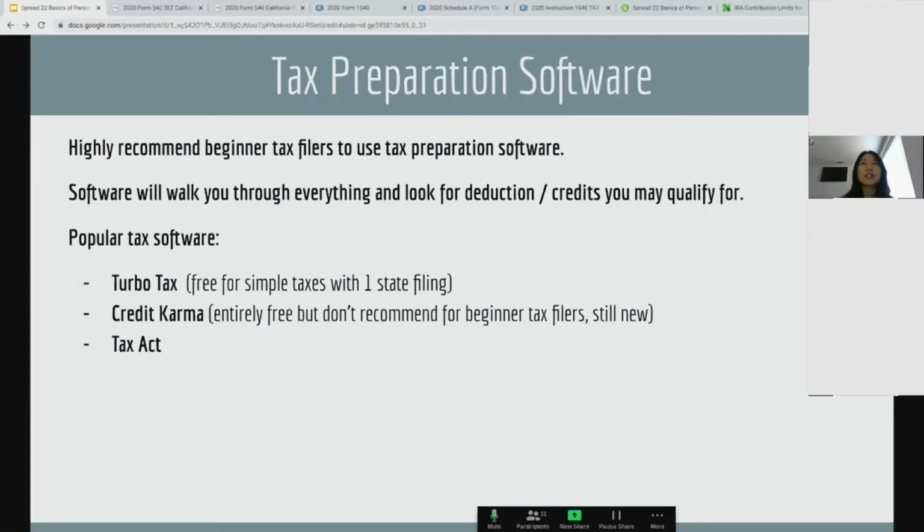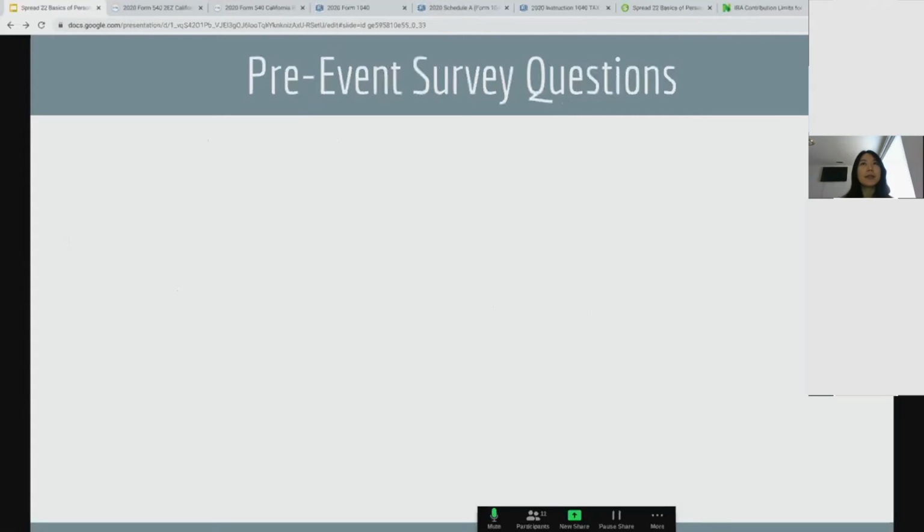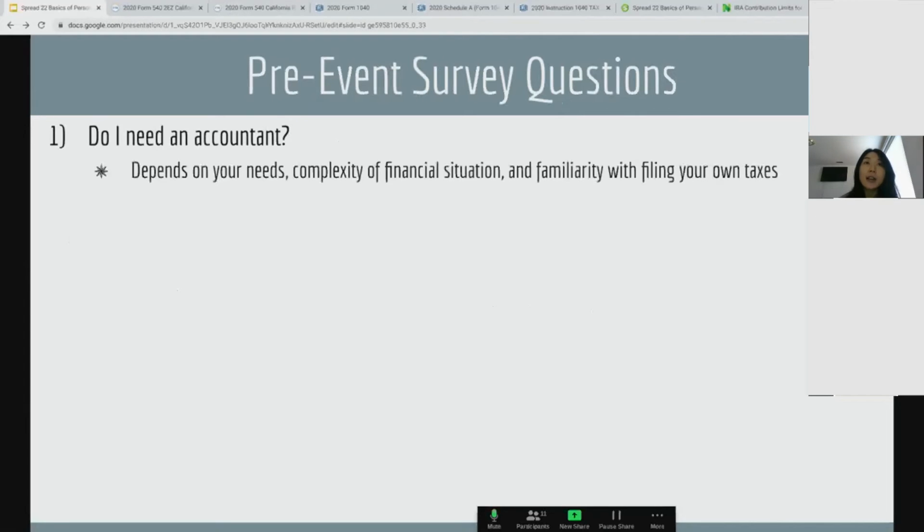So this pretty much concludes the presentation, and we had some pre-event survey questions that I will answer. Do I need an accountant? It depends on your needs and the complexity of your financial situation, and if you're familiar with filing your own taxes, right? If you've never filed your own taxes before, and you have a lot of investments, or you own a home, or you rent and have various sources of income, and you might owe taxes in another state, then yes, you should get an accountant.